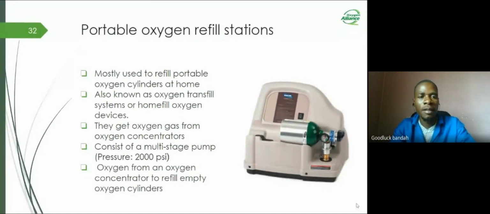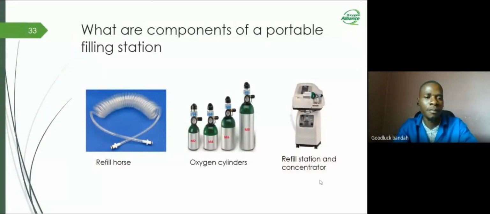Now let's look at some of the components of this filling station. On the left, we have the refill hose. In the middle, we have oxygen cylinders, as you can see. With this setup or this filling station, you can only fill M2 to M9 cylinders. The higher cylinders, you can't fill them with this portable filling station. And on the far right, that's the whole setup of the refill station and a concentrator. From here, let's look at transportation.